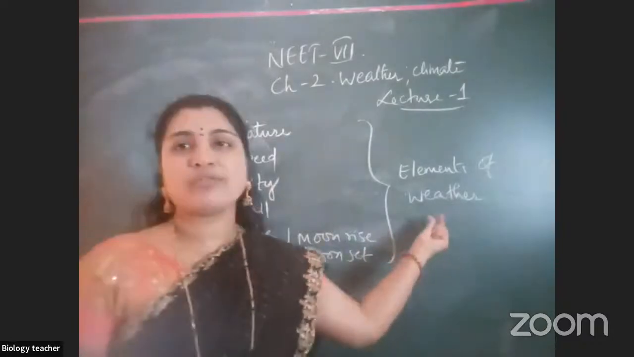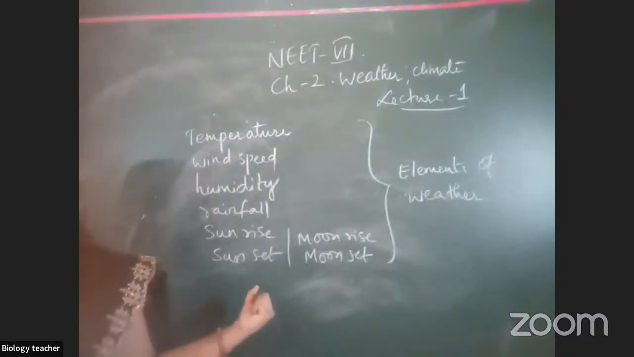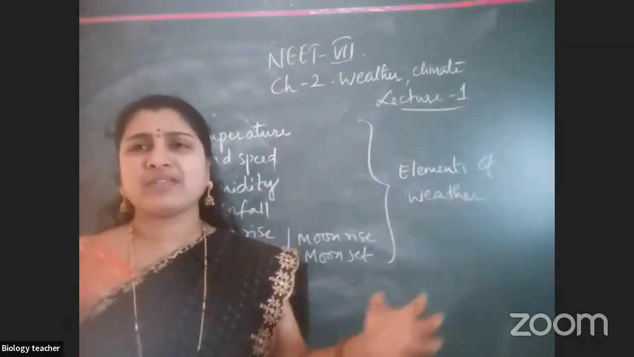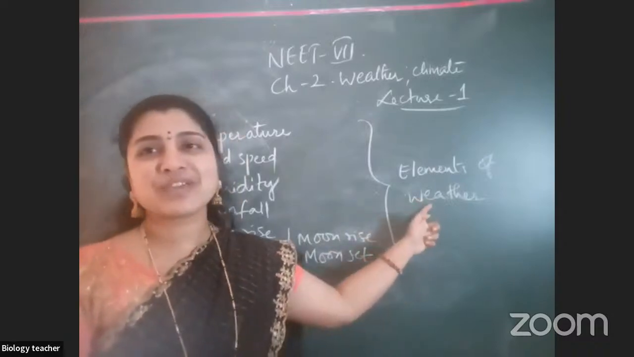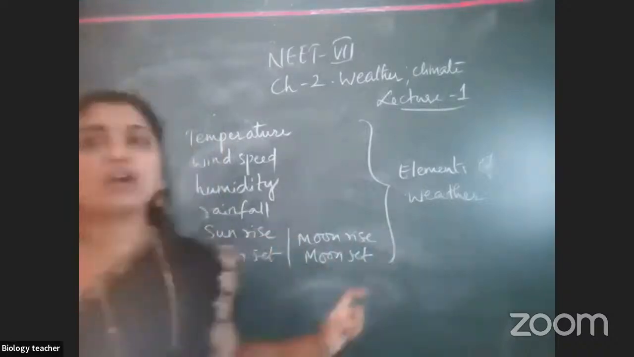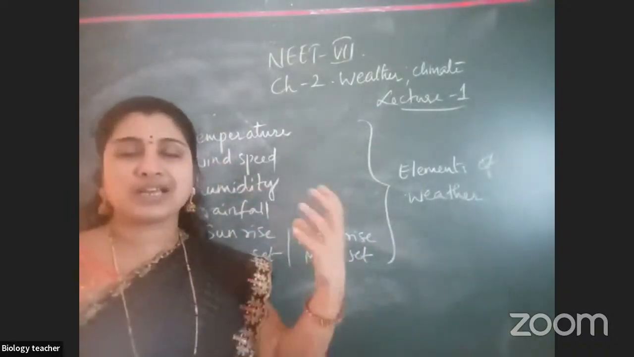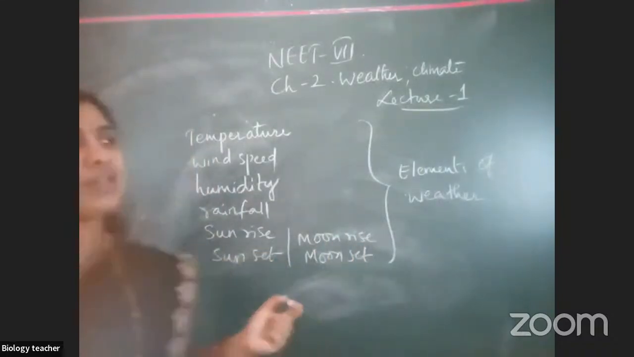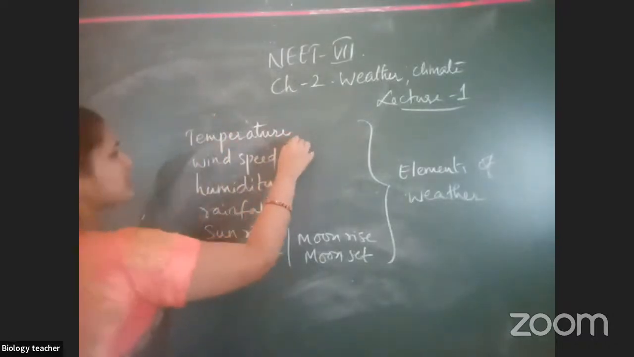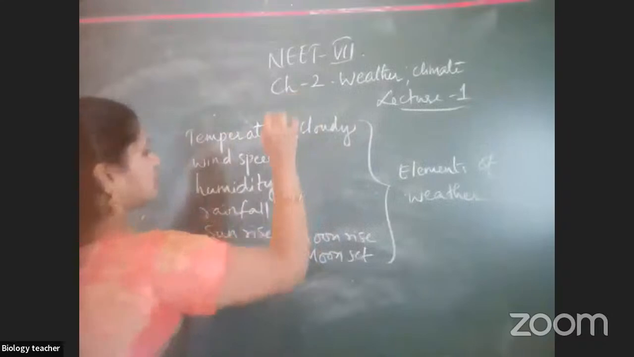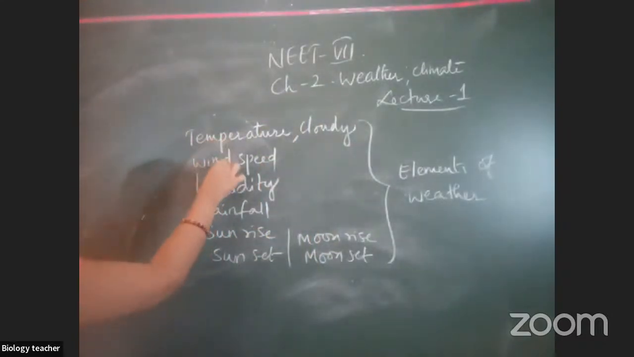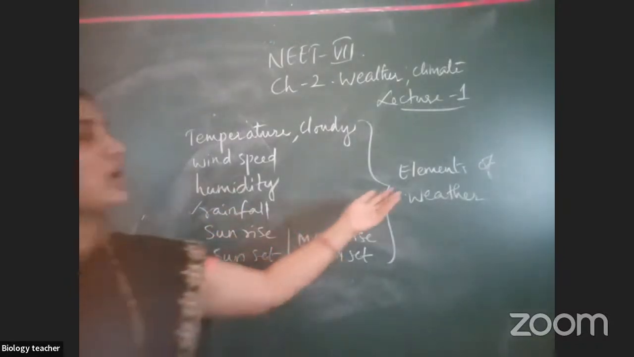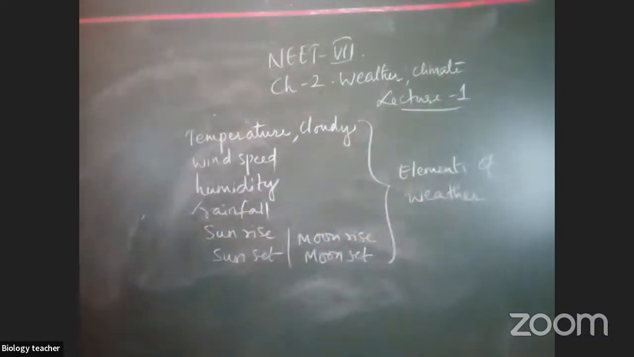So how do you say about weather? Taking into these parameters, we say what is the condition of weather. Don't be confused. Weather means WEATHER. If you see our weather today, it is totally cloudy in nature. So rainfall, temperature, wind speed, humidity, sunrise, sunset, moonrise, moonset. These all are elements of weather. Please note down in your notes.